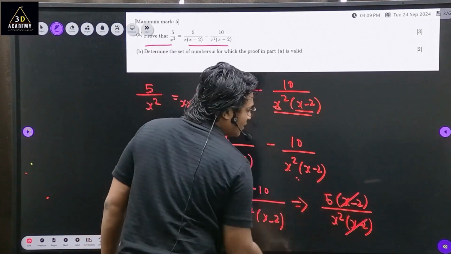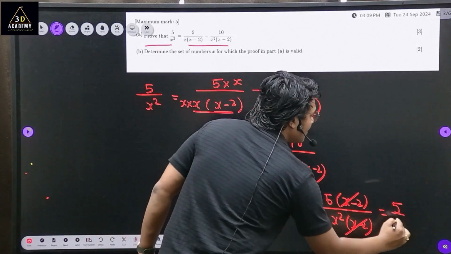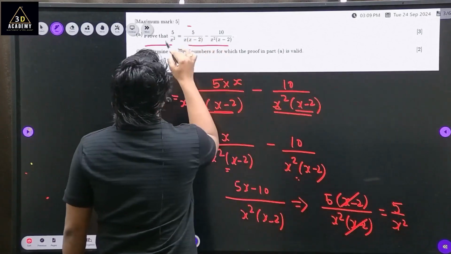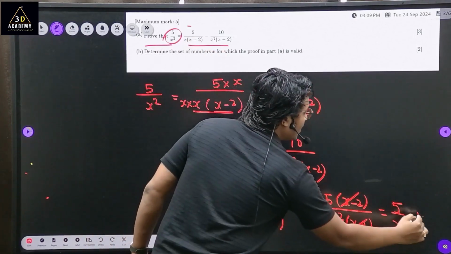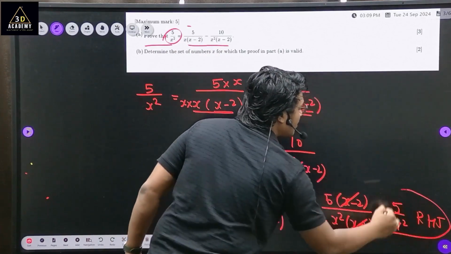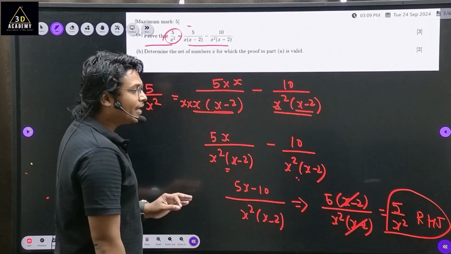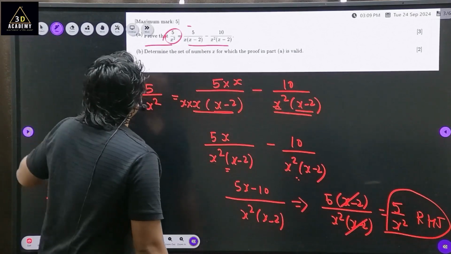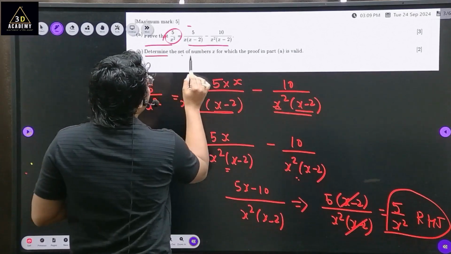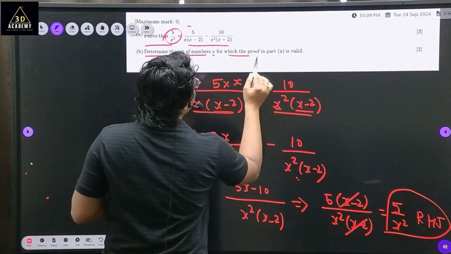x minus 2 will be cancelled. Your answer will be left 5 upon x square, and that is nothing but your right hand side. So this is how you get this answer. Getting it? Okay.